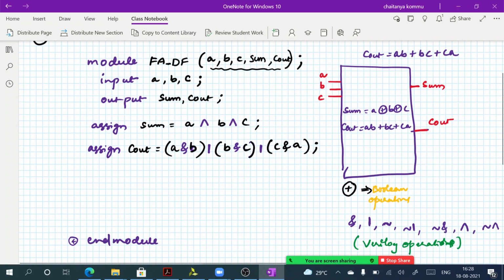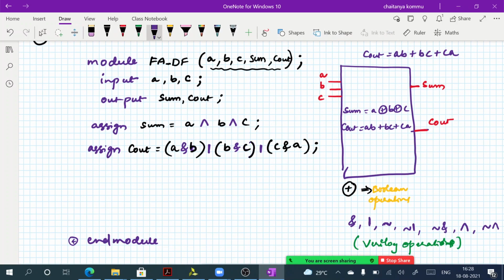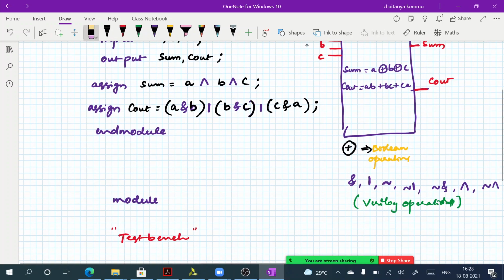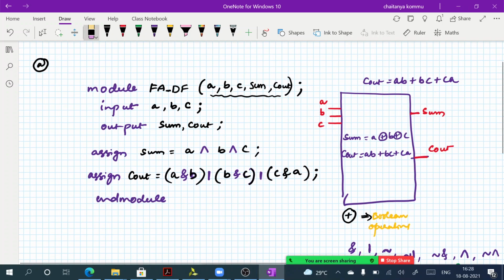So finally we have to write endmodule. That's it. So is it clear to all of you how we have written the Verilog code for the full adder using the data flow modeling?